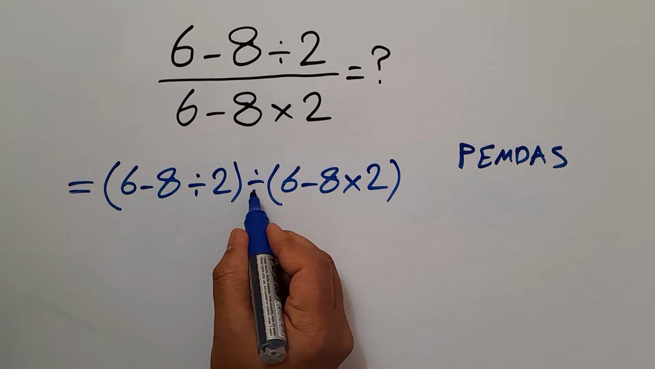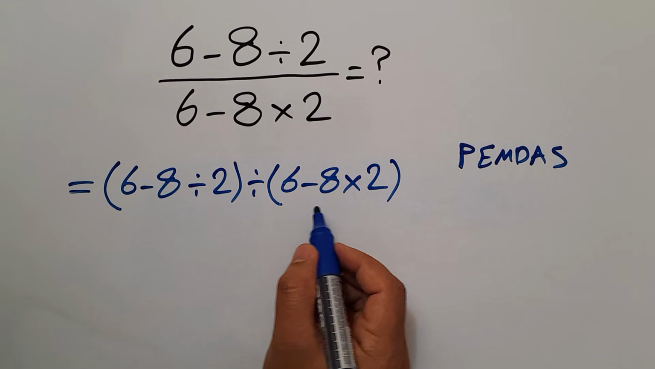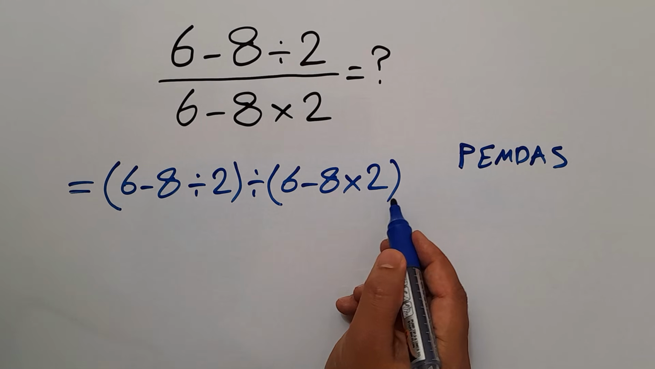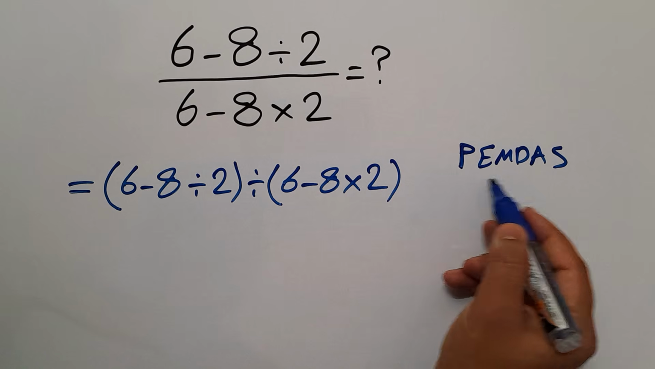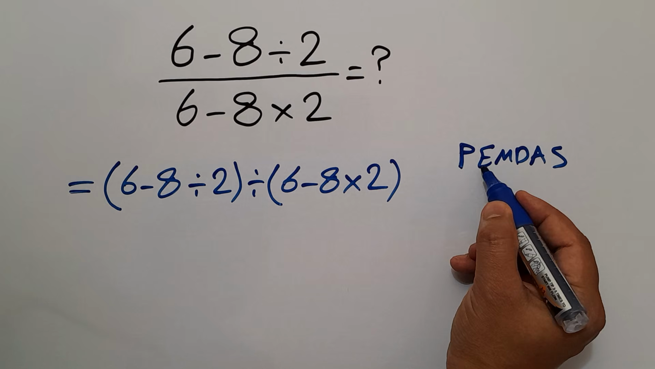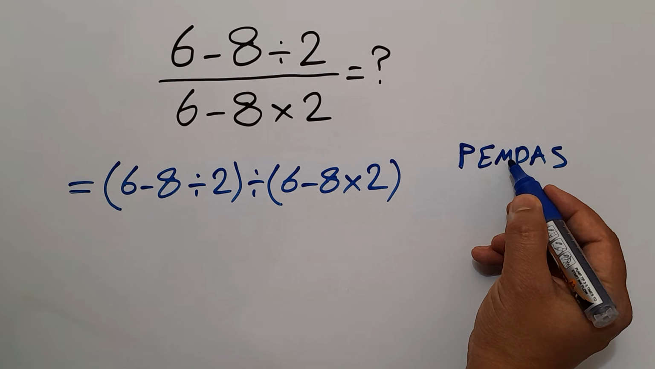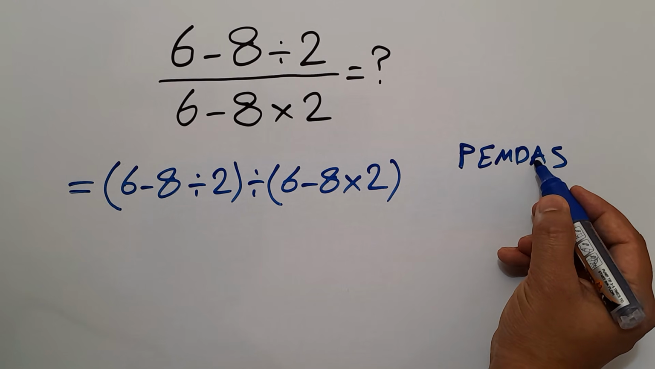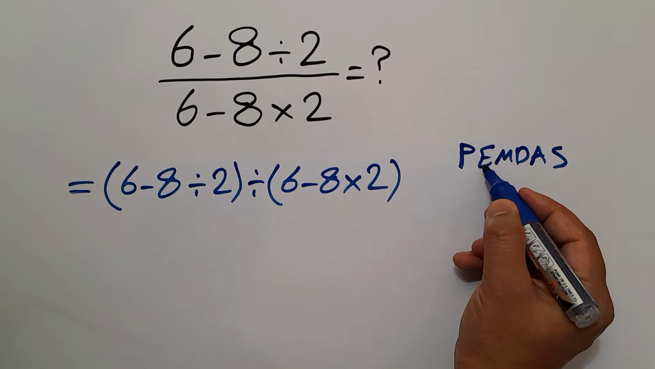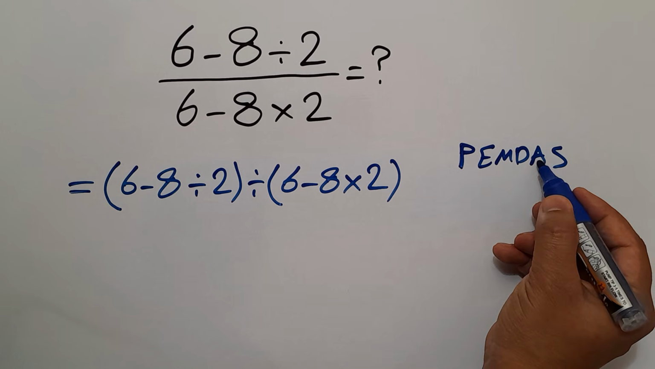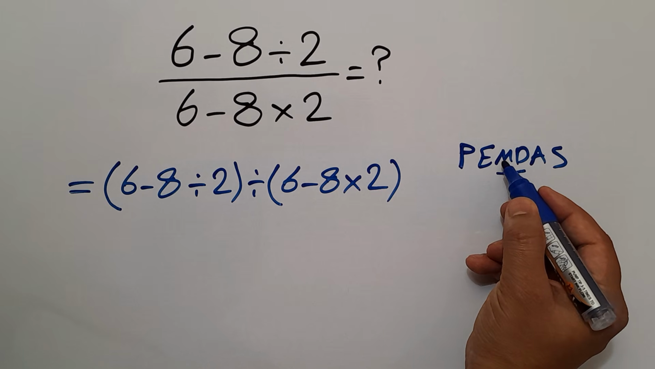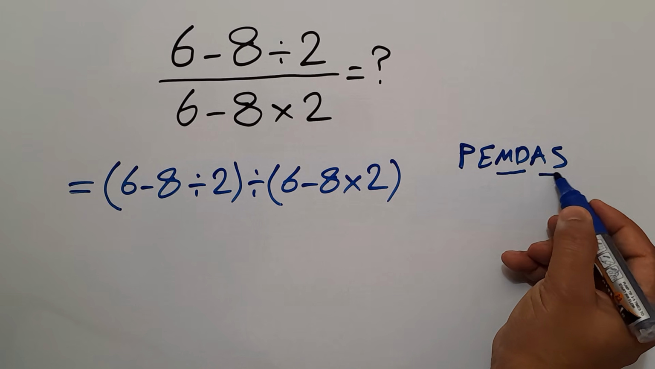The numerator divided by denominator. We can write this fraction like this, okay? And here we have these two parentheses and this division. According to the PEMDAS, P stands for parentheses, E stands for exponents, M and D stand for multiplication and division, and A and S stand for addition and subtraction. First we have to do parentheses, then exponents, then multiplication and division, and finally addition and subtraction. Remember that multiplication and division have equal priority and we have to work from left to right, and the same applies to addition and subtraction.